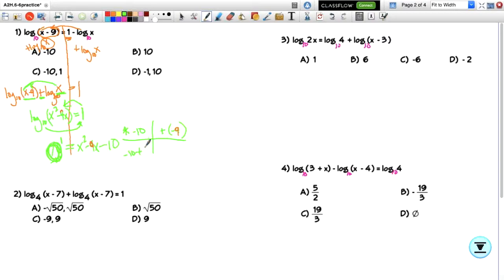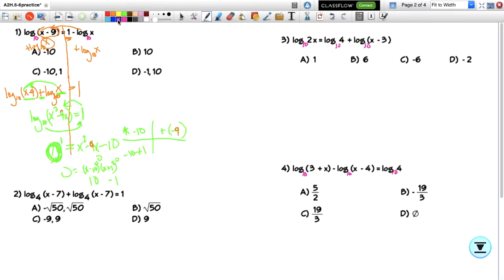Negative 10 times positive 1 will give me negative 10, and negative 10 plus 1 will give me negative 9. Because my a value is 1, I'm ready to put it into its factored form. It's going to be x minus 10 and x plus 1. I'm going to set each of those equal to 0, so I get positive 10 if I add 10, and then I'm going to get a negative 1 if I subtract 1. Remember, I set each piece equal to 0. So right now I have two answers.